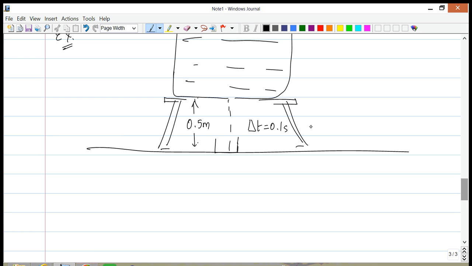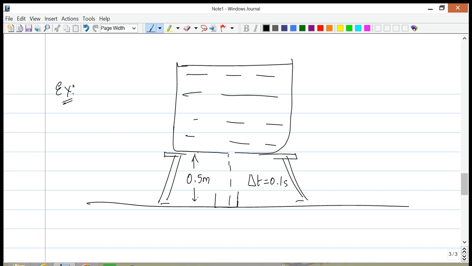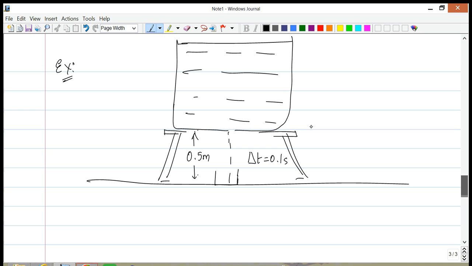Okay, so in this video, what we're going to do is solve this problem where there's water in a tank and there's a hole at the bottom of the tank, and it is observed that at any instant, at some particular time, the water draining out of this hole falls this half a meter in 0.1 seconds. Our goal is to figure out the height of the water in the tank. So our eventual goal is to figure out this height.